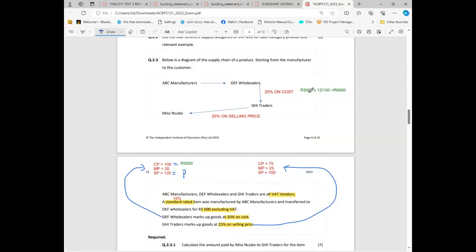You remember, everyone must get profit. So if you say 5,000, it means DEF bought for 5,000 from ABC and sold for 5,000 there. It doesn't make sense. He made his profit of 1,000 rand. He sold to GHI for 6,000. So again, GHI cannot sell to Miss Nube for 6,000. He must get his profit here. We must calculate. Makes sense.